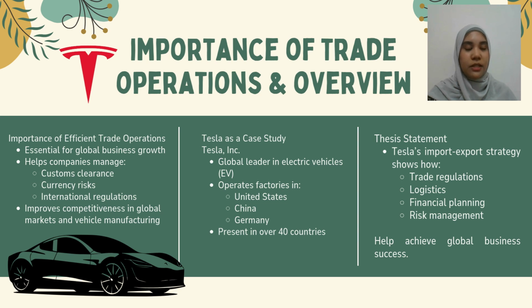And for the next part, the importance of trade operation and overview. I would like to highlight that the MNC company that I choose is Tesla Incorporation. Firstly, let's take a look at the importance of efficient trade operation, which is very essential for global business growth. It also helps companies manage customs clearance, currency risk, and international regulation when doing export and import from the home country to foreign countries. It also improves competitiveness in the global market and vehicle manufacturing, since earlier I stated that I choose Tesla Incorporation for my MNC company.